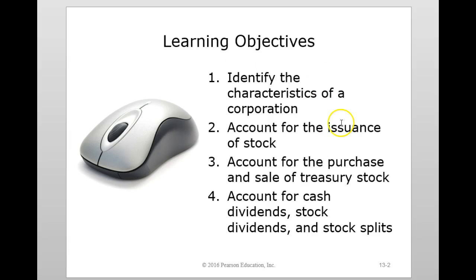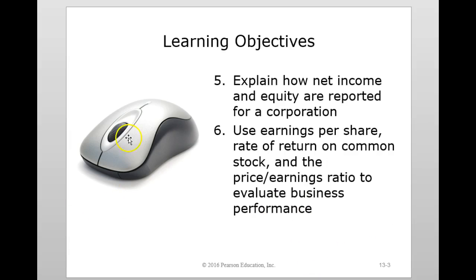The learning objectives are to 1. Identify the characteristics of a corporation. 2. Account for the issuance of stock, just know how it's handled, and to account for the purchase of and sale of treasury stock, you need to know what that is, and then to also know about dividends, stock dividends, cash dividends, and stock splits. That's the main part, and then we're going to look at equity, how it's reported.